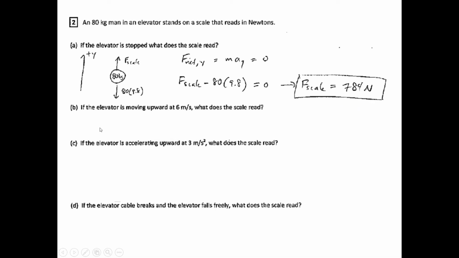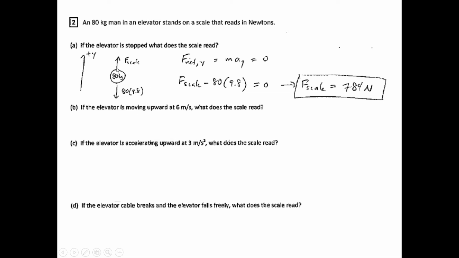B asks if the elevator is moving upward at 6 meters per second, what does the scale read? And so we could look at this free body diagram and the resulting F net equals ma and ask ourselves what changes in this situation. Well, just because the man is going up at 6 meters per second, that doesn't change what his weight is. He's still close to the surface of the Earth, and that mg applies no matter how you're moving. So that force is going to be the same.